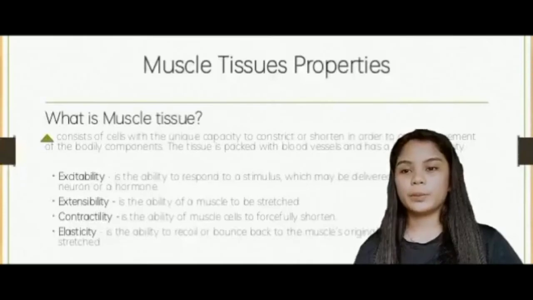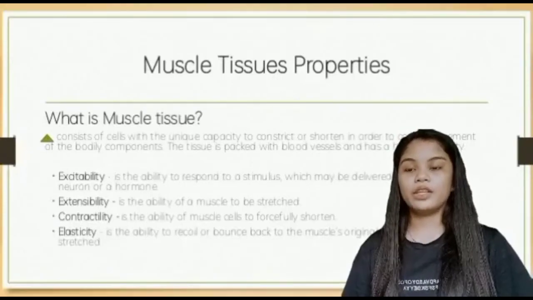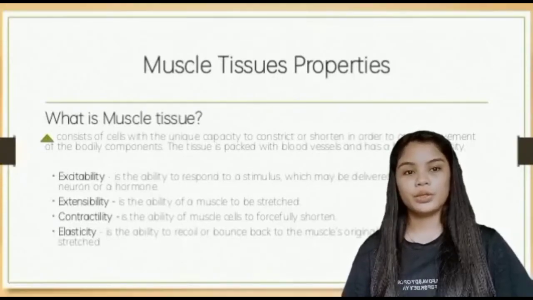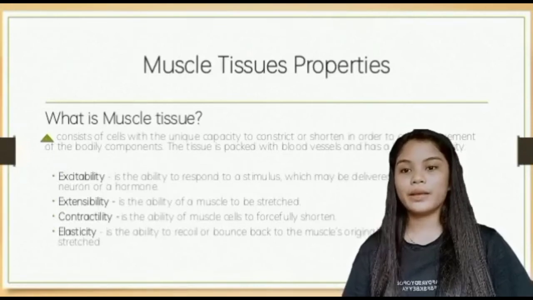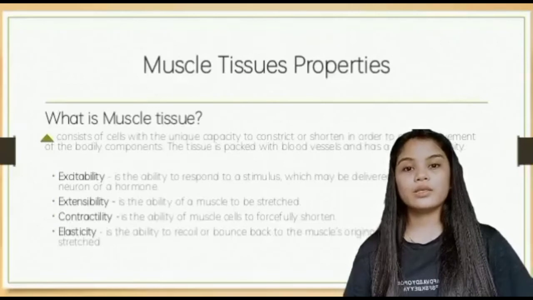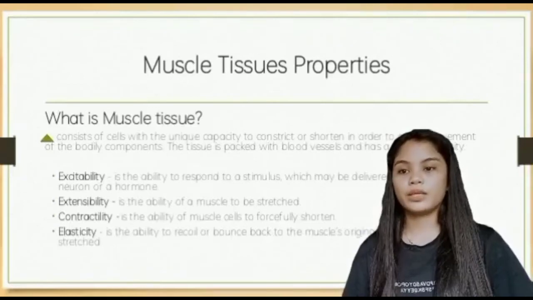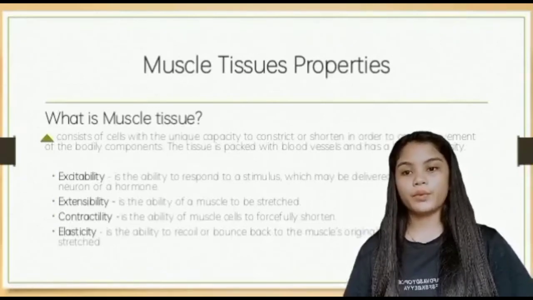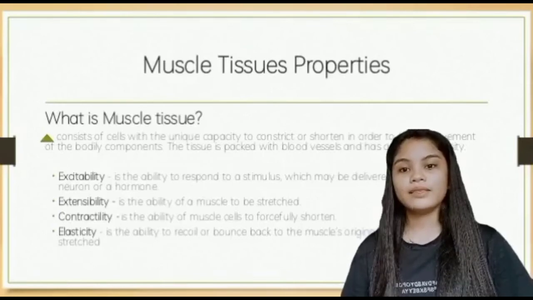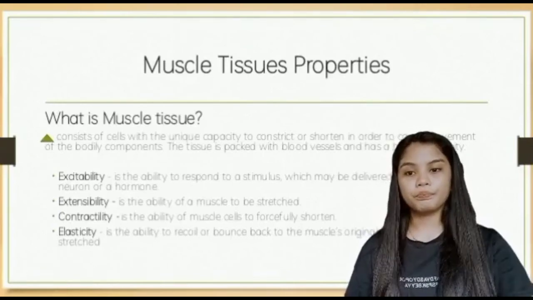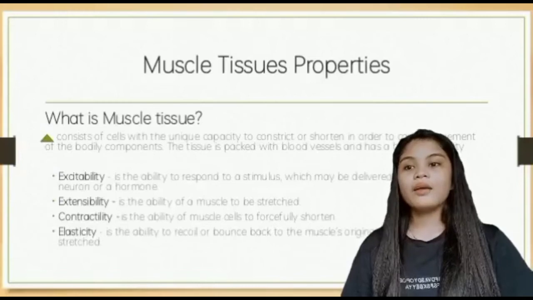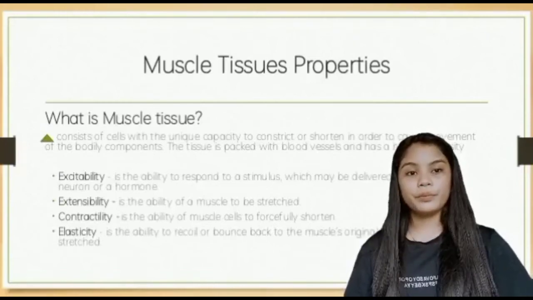Muscle tissue properties. What is muscle tissue? Muscle tissue consists of cells with a unique capacity to constrict or shorten in order to cause movement of the bodily components. The tissue is packed with blood vessels and has a high cell density. Muscle tissue has four main properties.